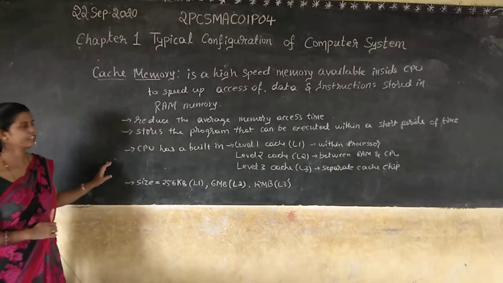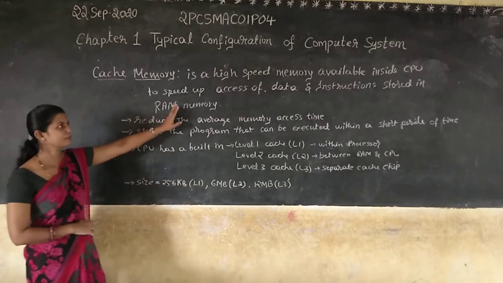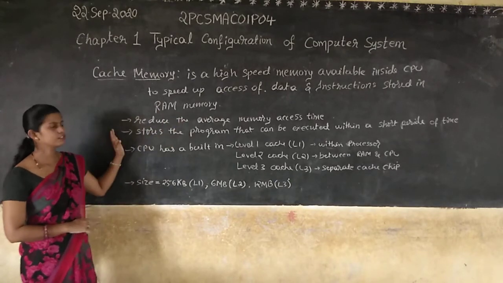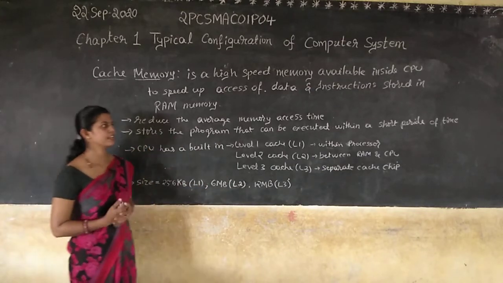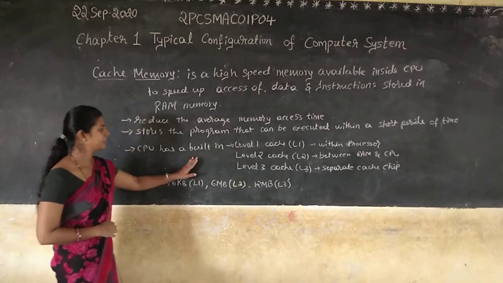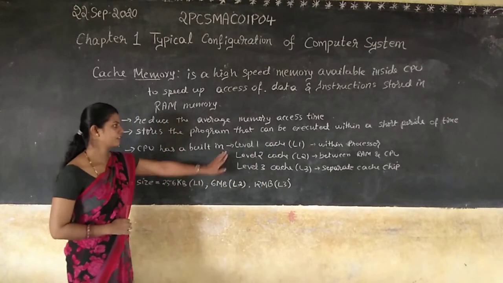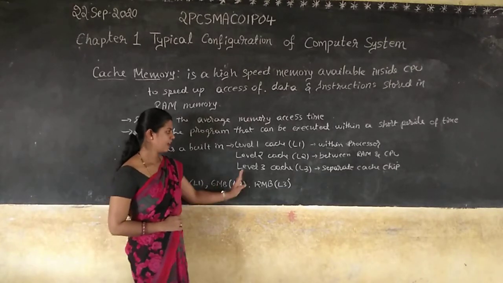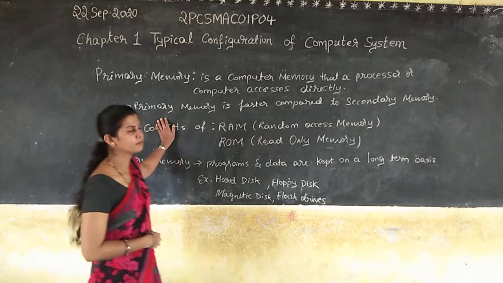So this is about the cache memory. Cache memory is a high speed memory which is available inside the CPU to speed up the access of data and instructions which are stored in the RAM memory, and it reduces the average memory access time. Also it stores the program that can be executed within a short period of time, and it has some built-in caches, that is level 1 cache, level 2 cache and level 3 cache. The size of the level 1 cache is 256 KB, level 2 cache is 6 MB and level 3 cache is 12 MB.